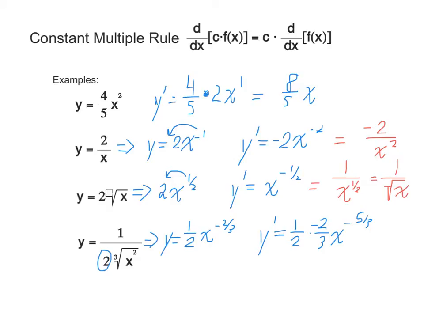With some reducing, these 2's cancel, and I get negative 1/3 x to the negative 5/3. Or negative 1 all over 3x to the 5/3.